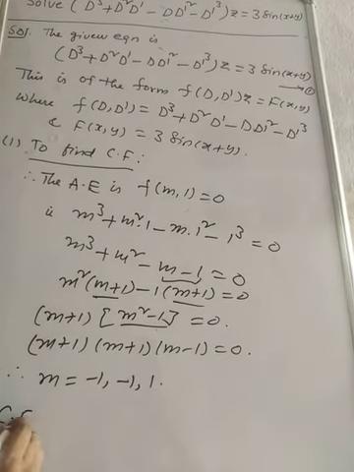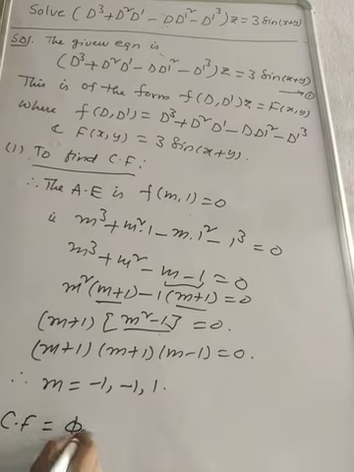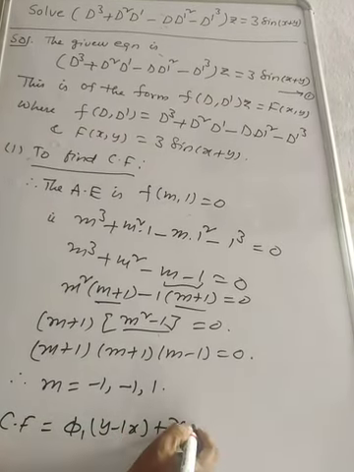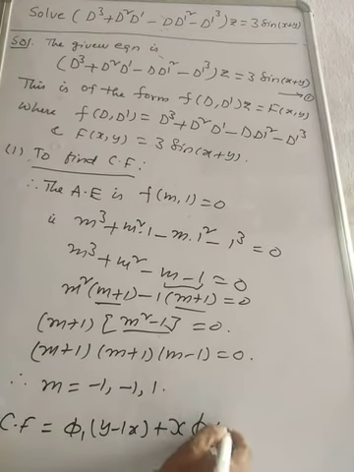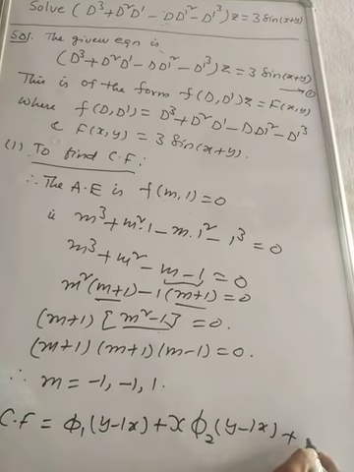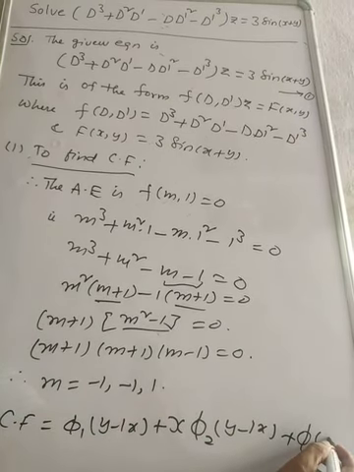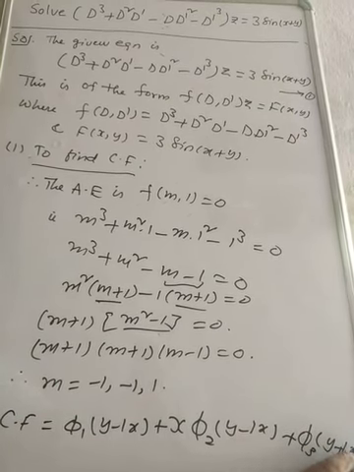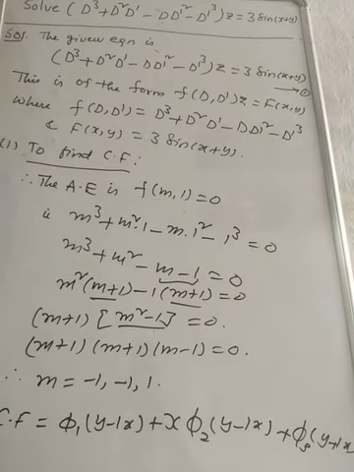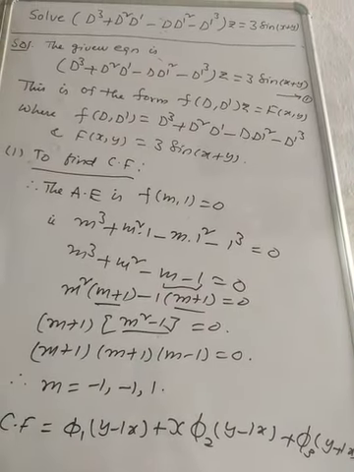Therefore, the complementary function equals φ1(y − x) + xφ2(y − x) plus, write the remaining root, φ3(y + x). This is the complementary function. Next you have to find the particular integral.